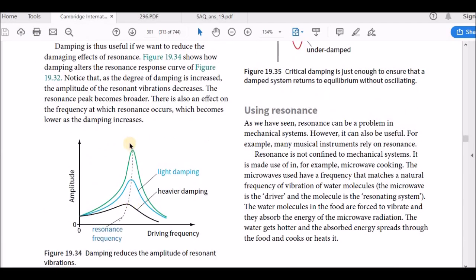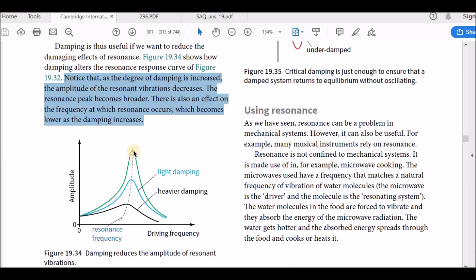Few more points about this. In addition to the amplitude decreasing, the curve becomes broader. You can see the resonance peak becomes broader. This is the resonance peak, it becomes broader. So notice that. Now this is very important over here. Notice that as the degree of damping is increased, the amplitude of the resonant vibrations decreases. You can clearly see that the resonance peak becomes broader.